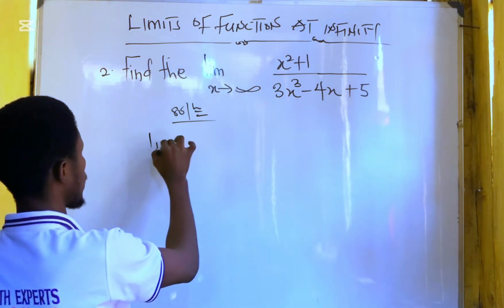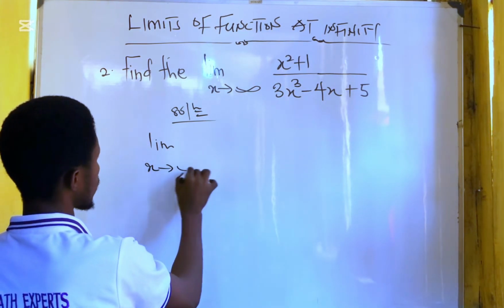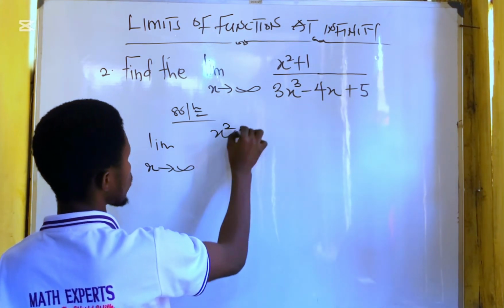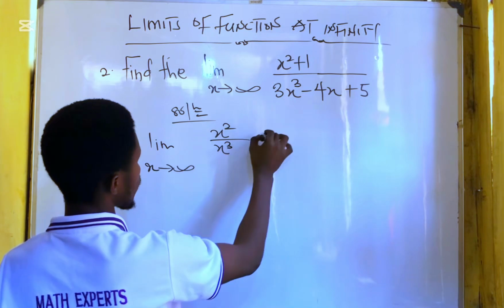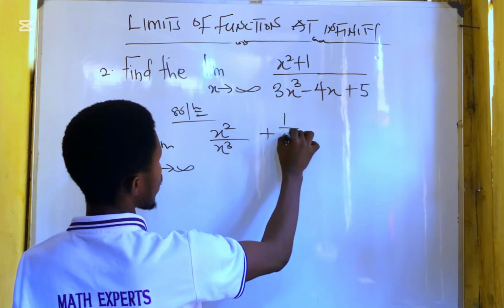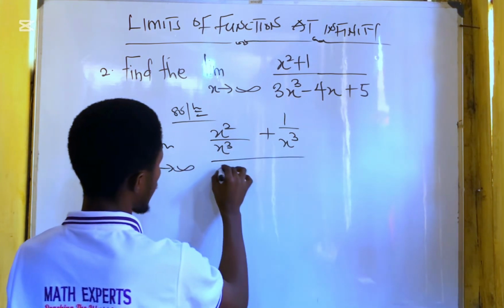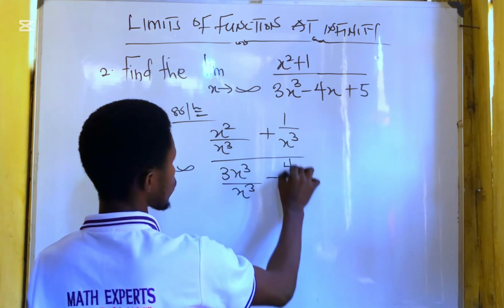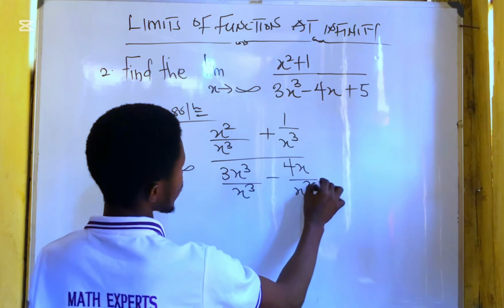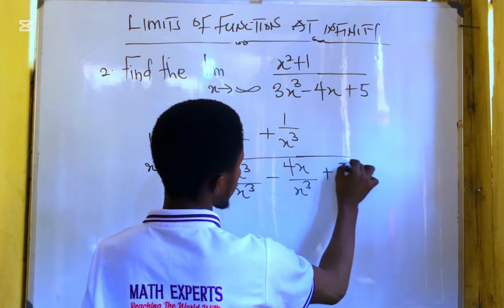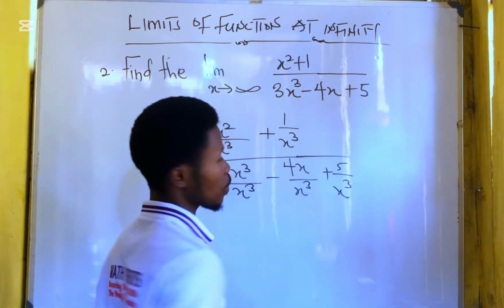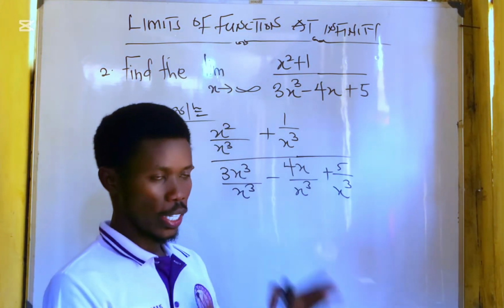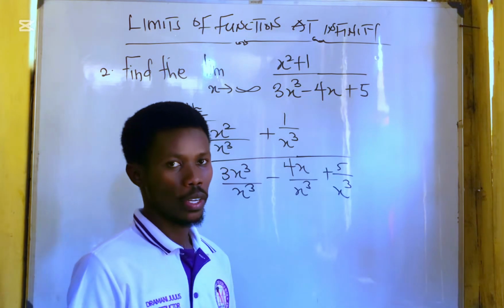So I'm going to have the limit as x approaches infinity. I'm going to divide each term by x to the power 3. So that will be x squared over x to the power 3 plus 1 over x to the power 3, all divided by 3x cubed over x to the power 3 minus 4x over x to the power 3 plus 5 over x to the power 3. Have you seen it? First you check the denominator, the highest power, then you divide through.